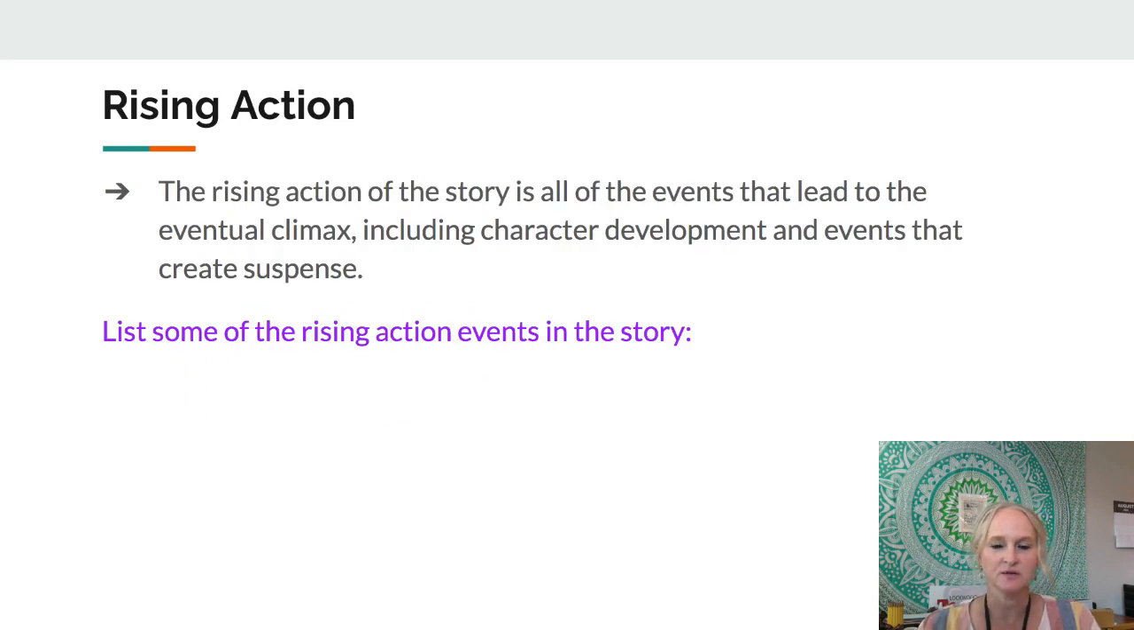Rising action. The rising action of the story is all the events that lead up to the eventual climax, which I'm going to talk about next. It includes things like how the characters develop and events that might create suspense up until that climax point of the story. So basically anything that happens in the beginning up to the middle and sometimes even towards the end of the story are rising action events.